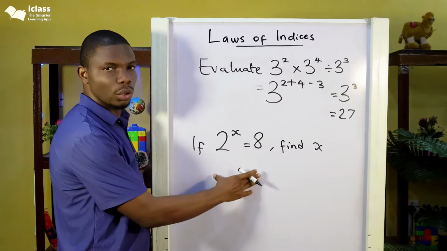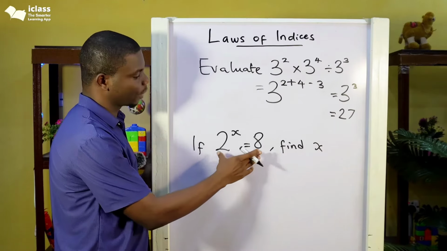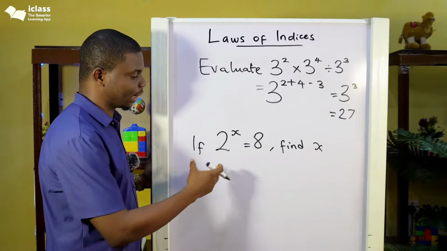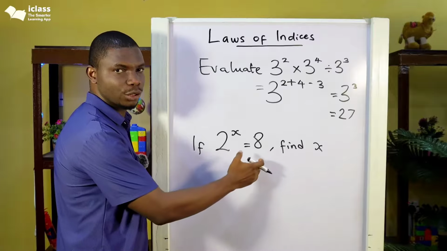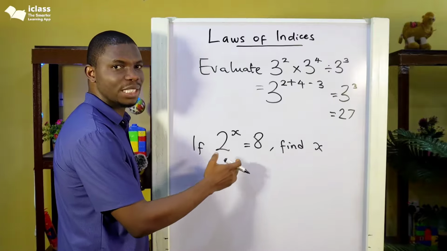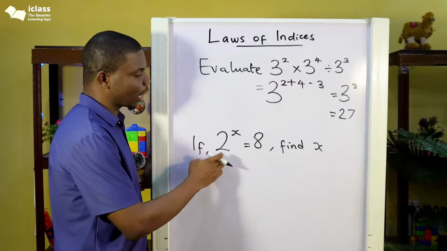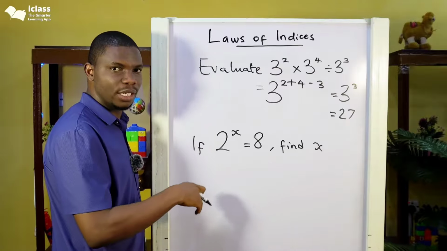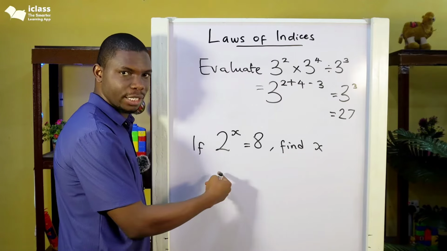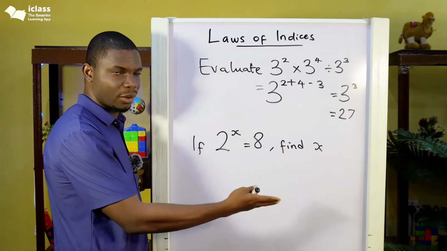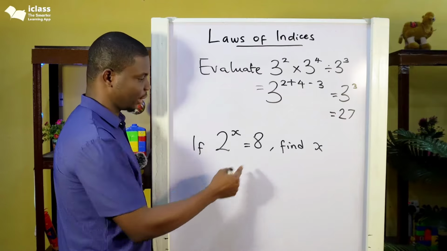Now, when you are solving equations in indices, what you want to do is see if you can make the terms on either side of the equation indices of the same base. Once you can do that, you now apply that 7th law that we discussed, where if the bases are the same, then you can equate the powers. That's what you do whenever you see an equation in indices.